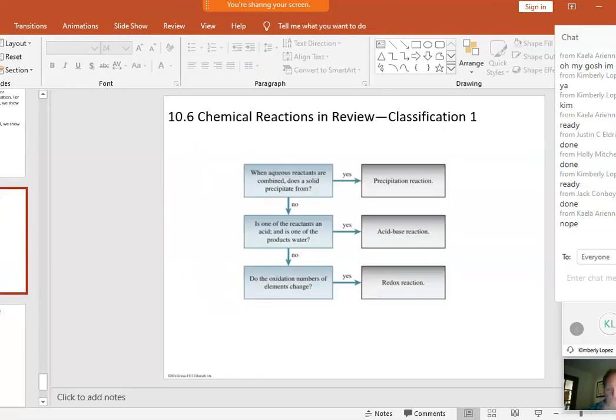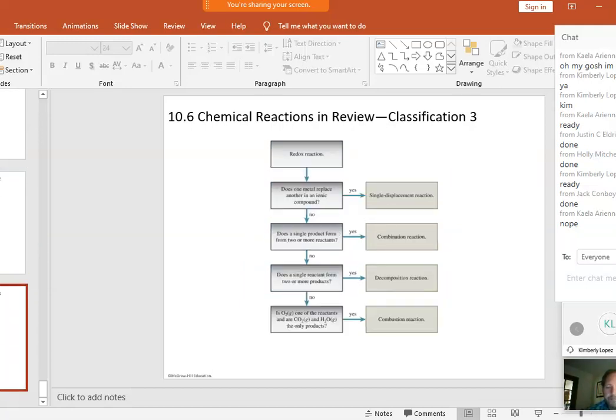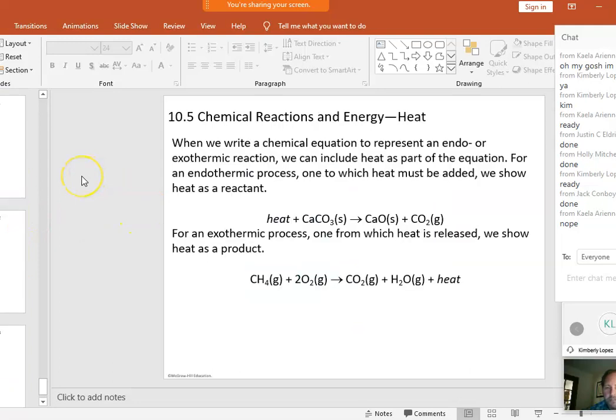And then section 6 is basically a review to try to figure out what type of reaction you're doing. If it forms a precipitate, is it a precipitation reaction? If it doesn't, is there an acid in there and you form water, so acid base? If not, then it has to be a redox reaction. This is just a slide to show you how to figure out the type of reaction it is. So I'll let you guys look at these on your own. But it sounds like you guys have a pretty good handle on it.